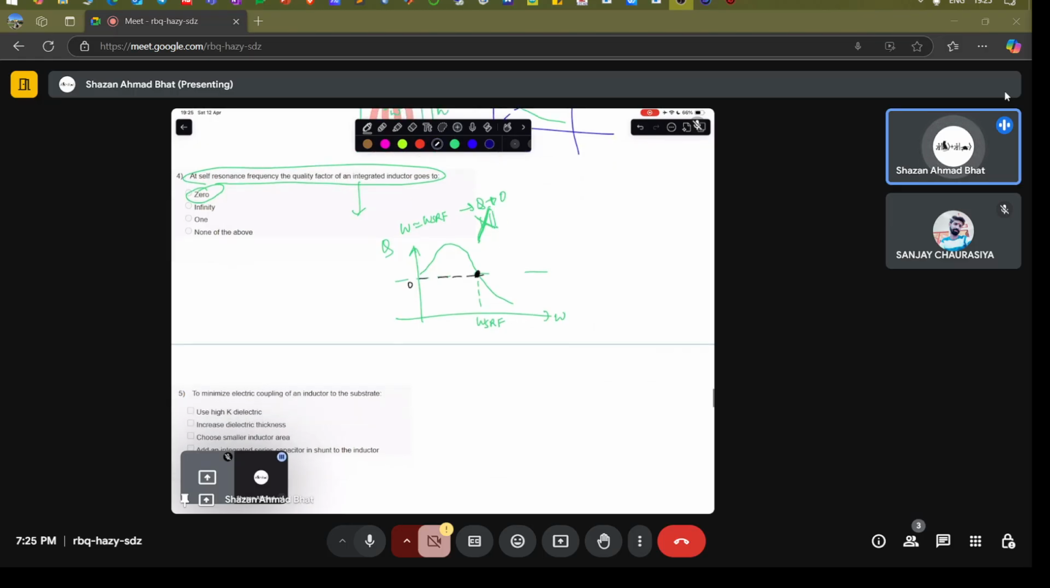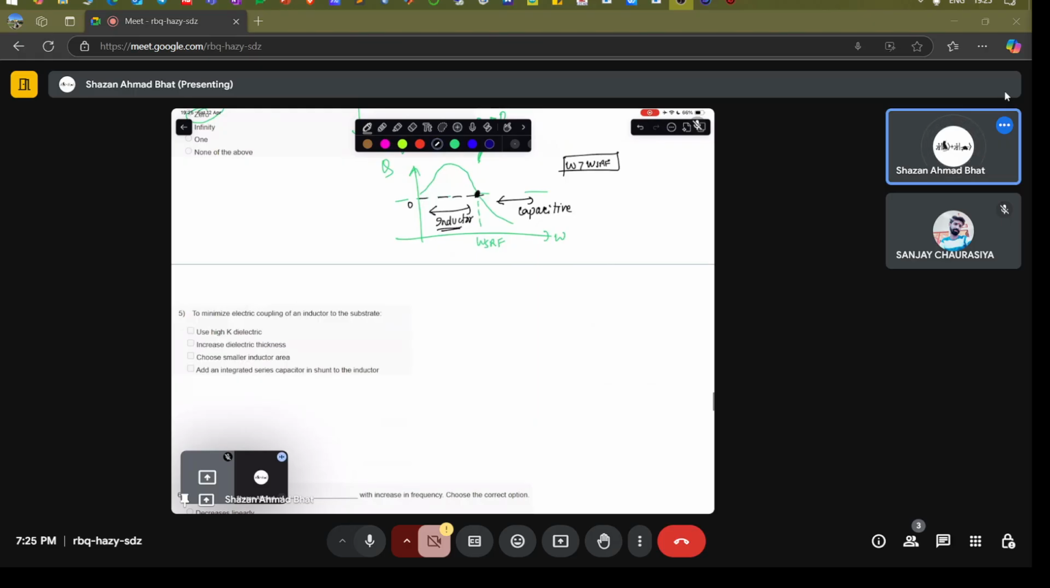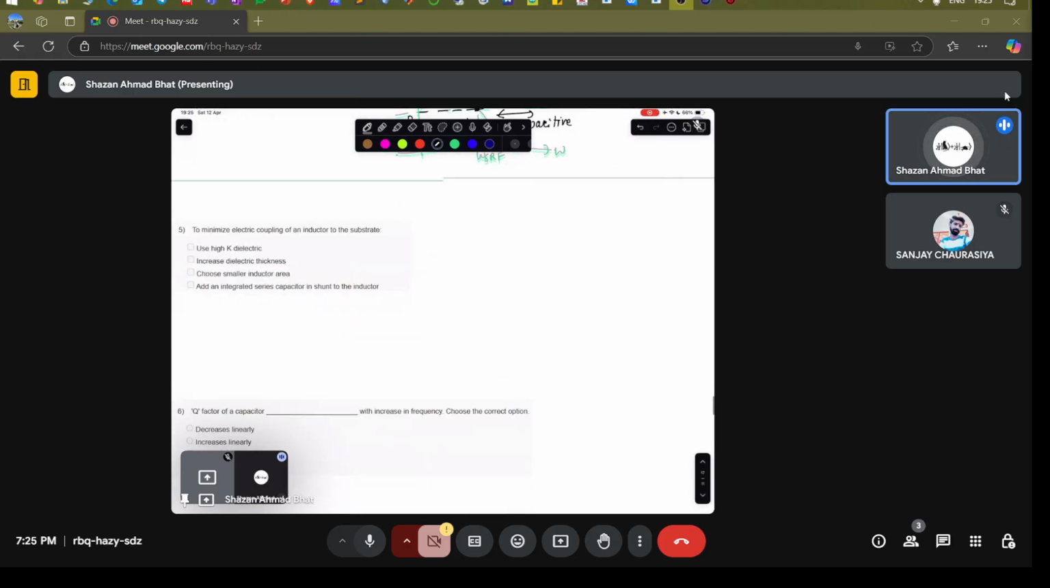There is a huge capacitive coupling that comes into the picture at very high frequency, beyond omega greater than omega self-resonance frequency. Beyond this, it almost behaves like a capacitor, and in this region it is inductive, it's an inductor. That's what we also discussed.